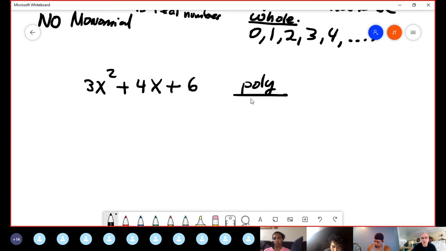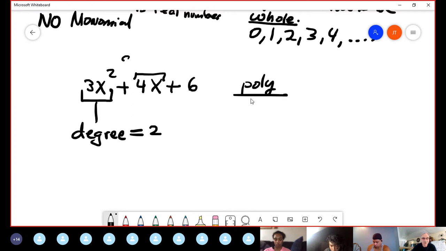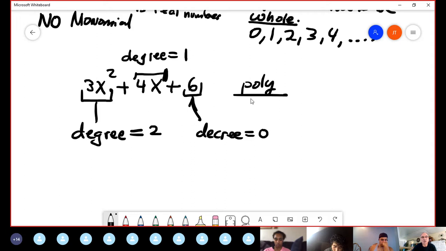The degree of this is 2. It's the exponent. The coefficient obviously is 3, but the degree is the exponent. The degree of this is 1, because this is an invisible exponent 1, right? And the degree of this monomial is 0. When you see only a number and the x is missing, it's because it's x to the 0 power. Because I know any number to the 0 power is equal to 1.